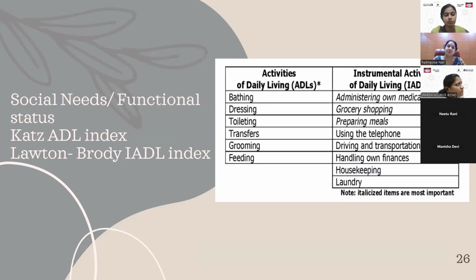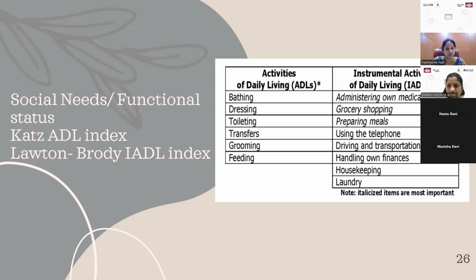Now, coming to assessment of social needs or the functional status. Two of the things that we commonly use is the Katz ADL index, which is activities of daily living. The ADLs are activities that you have to do on a daily basis and are usually expected to be done independently. So the activities of daily living are bathing, dressing, toileting, transferring, grooming, and feeding. If any of these are impaired, it shows that the person requires additional help from someone to do these things. And this shows a poorer functional status.